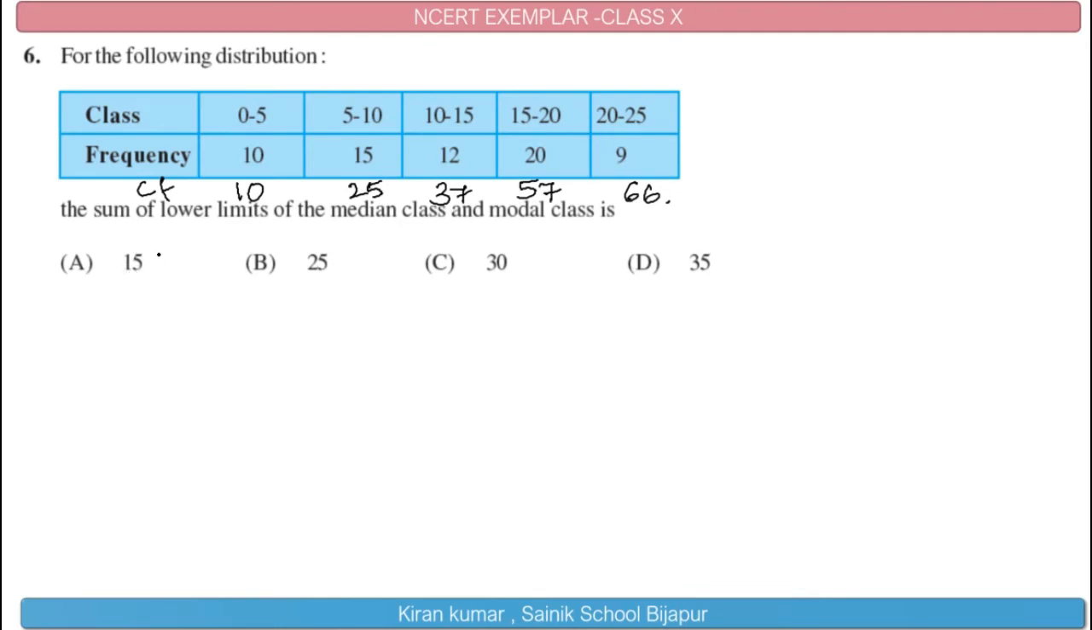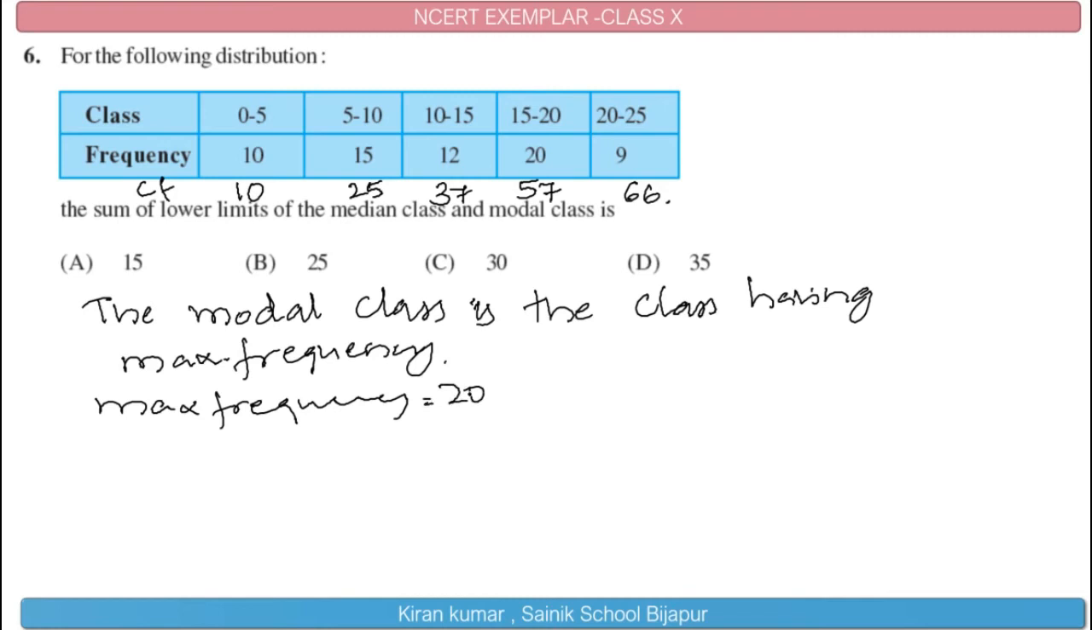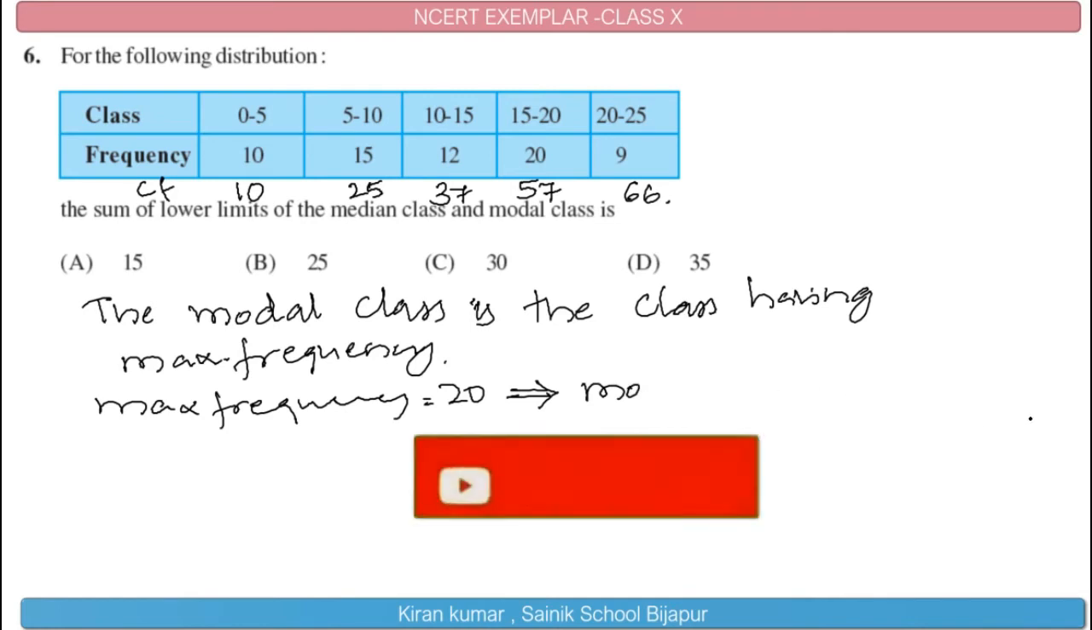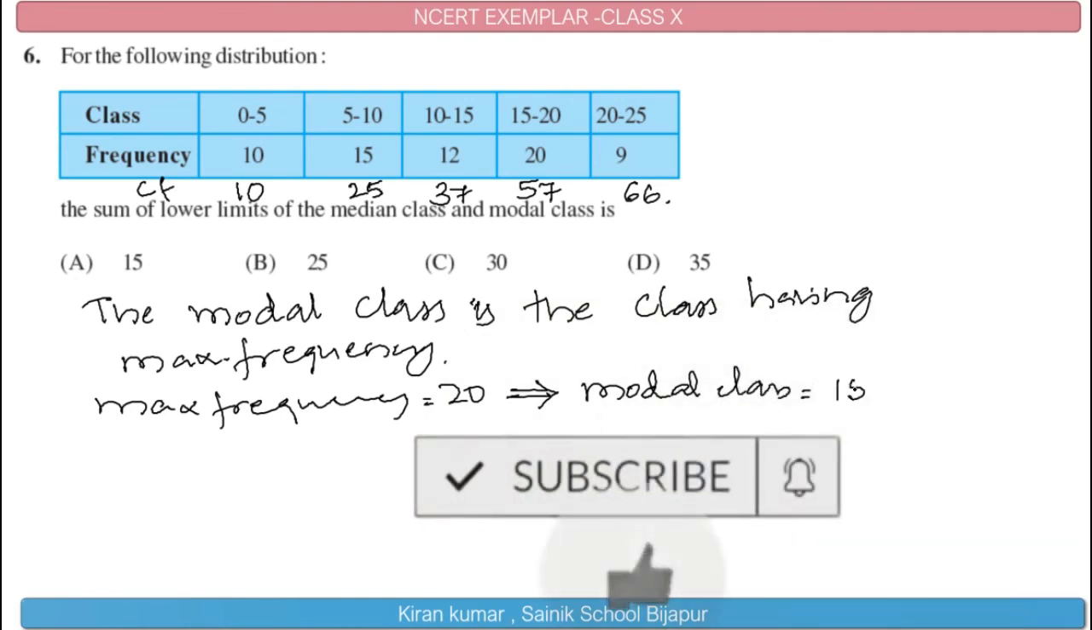Now I need to find out the modal class. The modal class is the class having maximum frequency. Just observe, 20 is the maximum frequency. So the maximum frequency is 20. This implies that the modal class is 15 to 20.